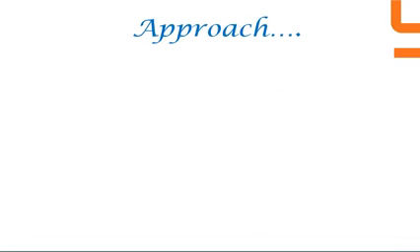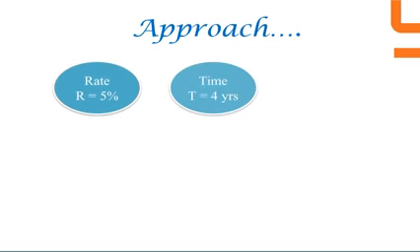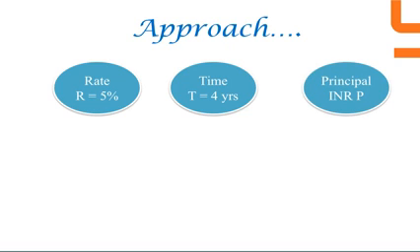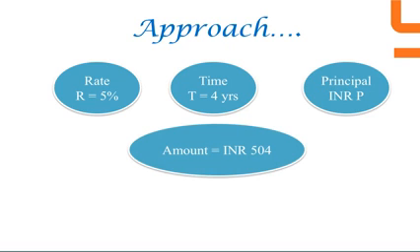As you can see, you have been given the values for rate R and time T. R is given as 5% and T equal to 4 years. The initial sum invested is not given. We can assume it as P Indian rupees. Also, amount at the end of 4 years is given as 504 Indian rupees. So, using the equations discussed earlier, we can find out the value of P.